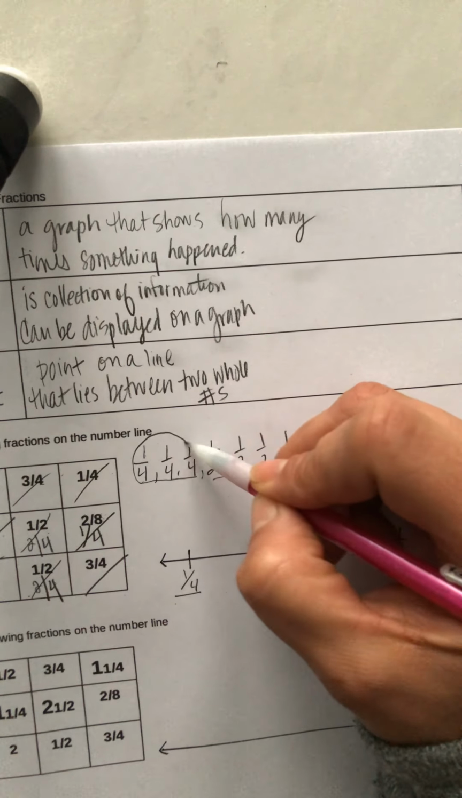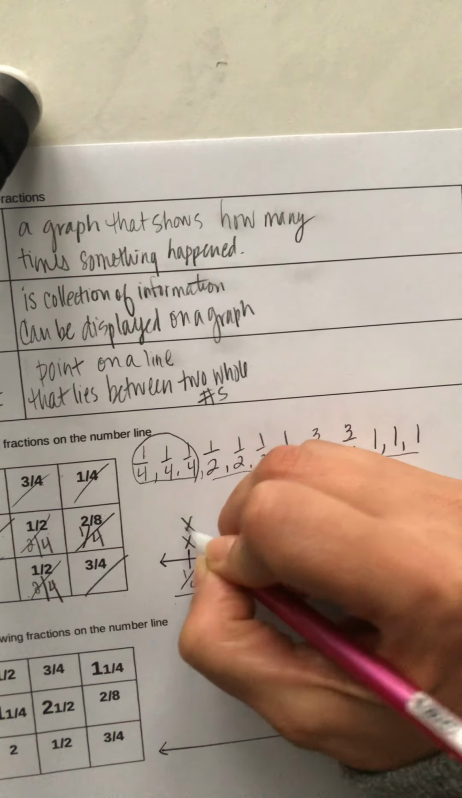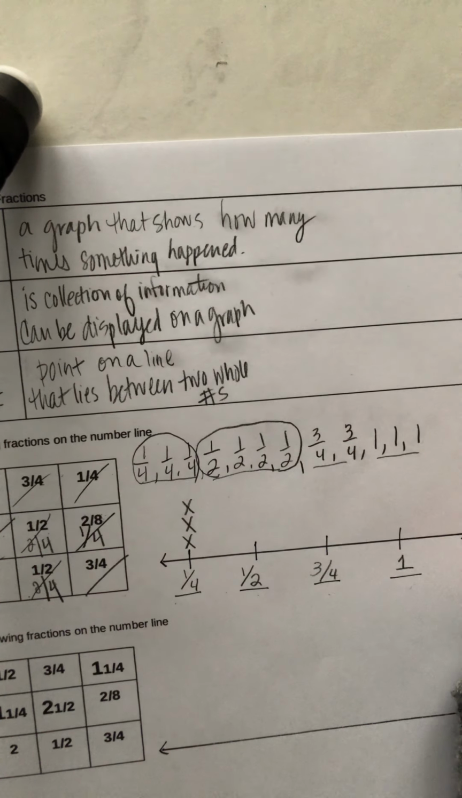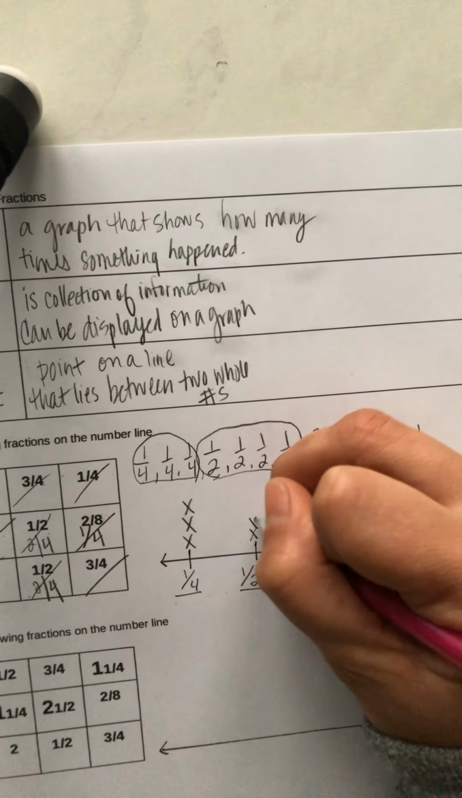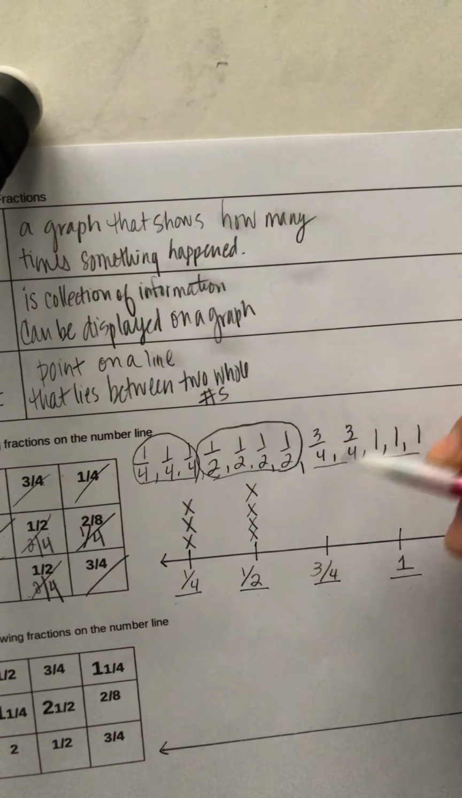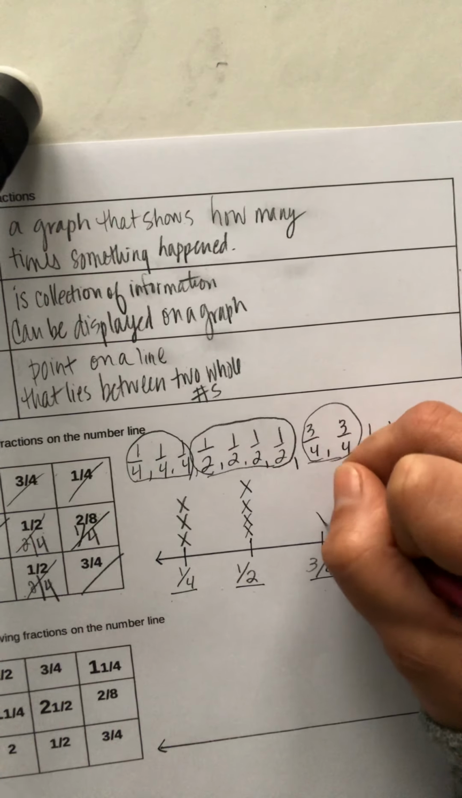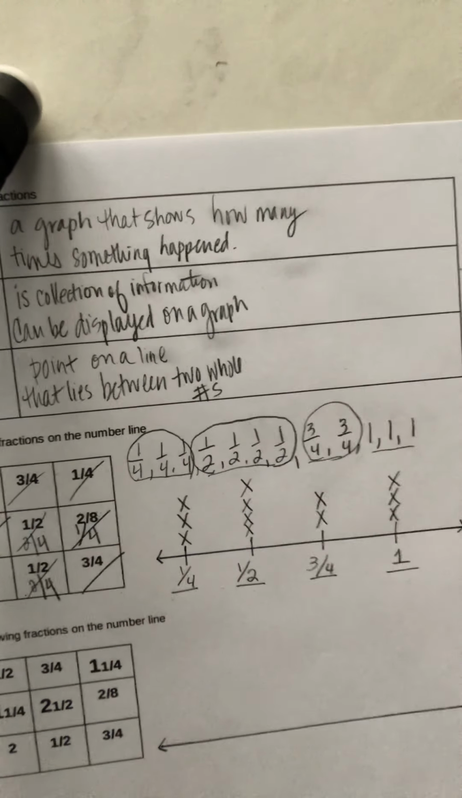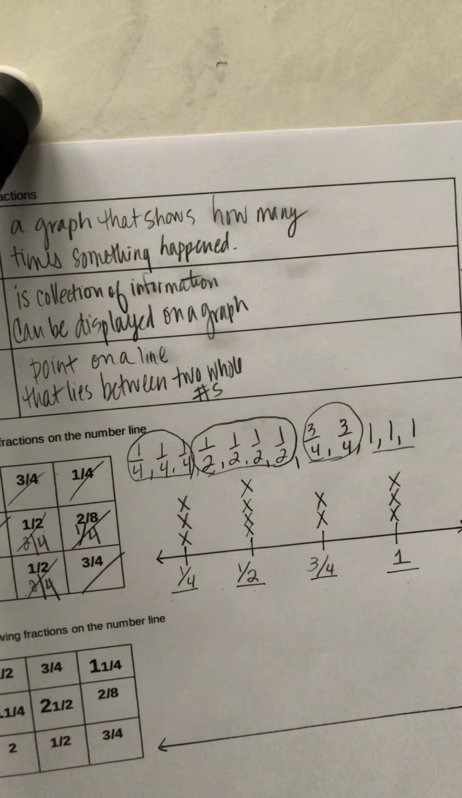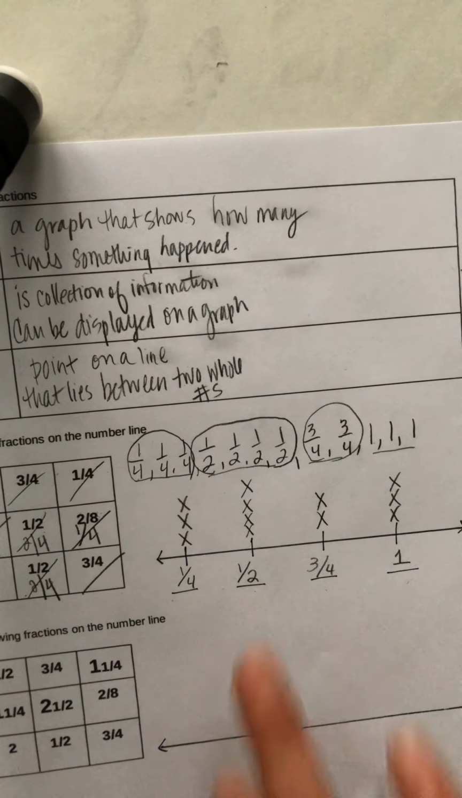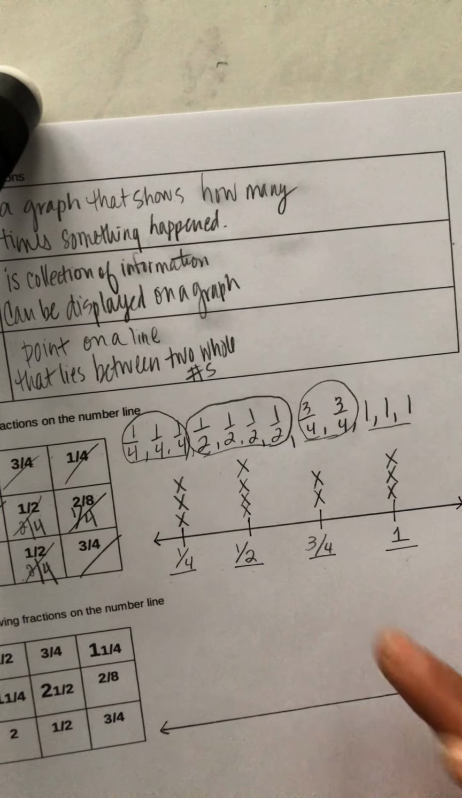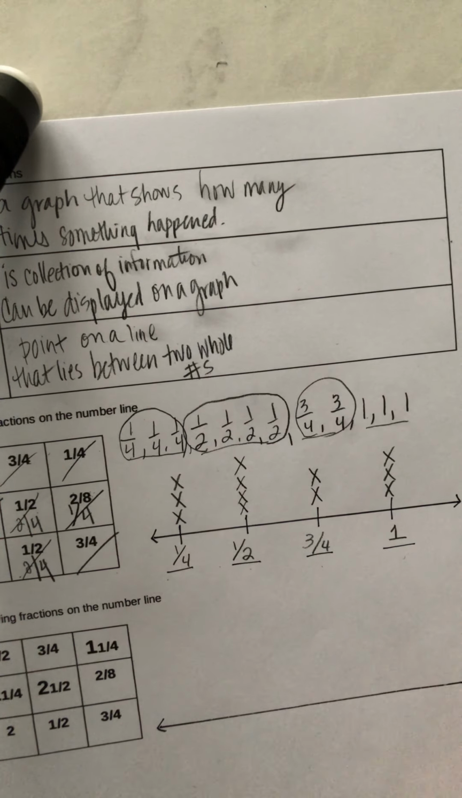Okay? Now I'm going to just count. Well, I had 3 of these, so I put 3 X's above 1/4. I have 4 1/2, so I put 4 X's above this. I have 2 3/4, and 1, 2, and 3 whole numbers, or 3 ones. So what's great about a line plot is you can really quickly visually see this and know which one's the most, 1/2, or which one's the least, 3/4.